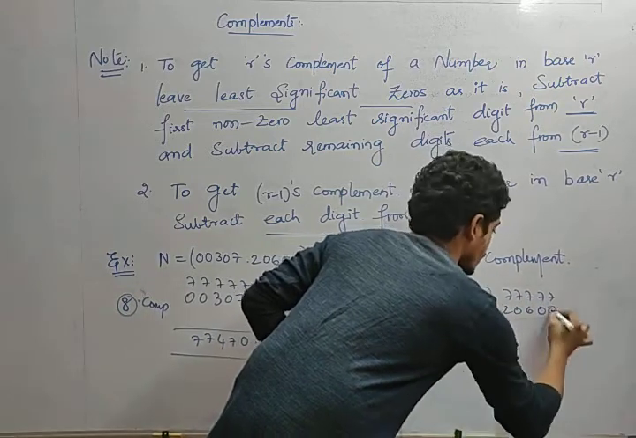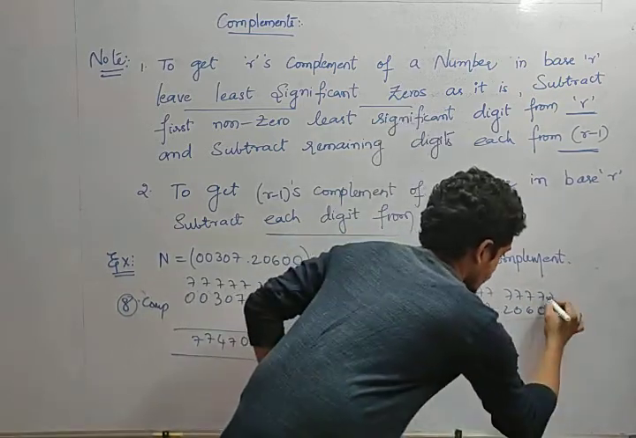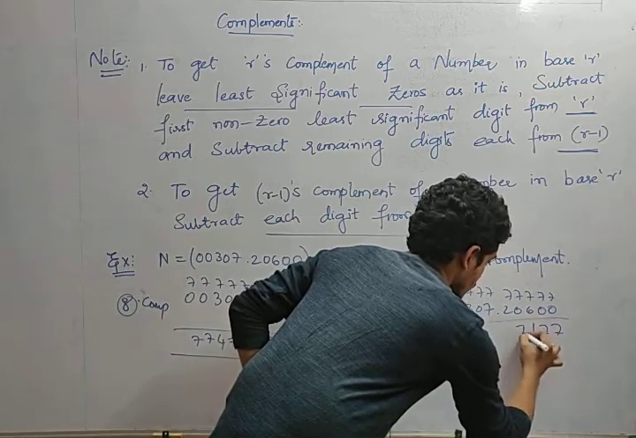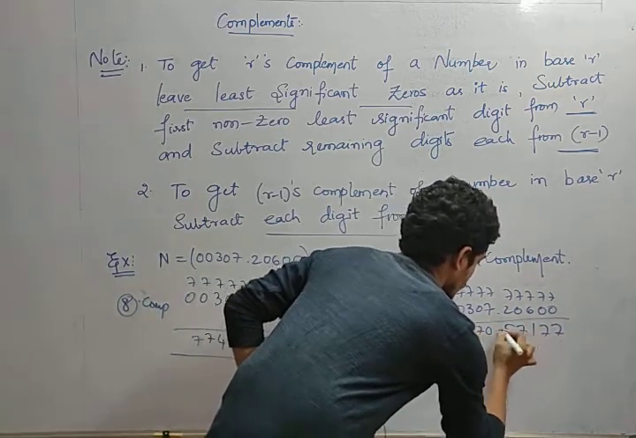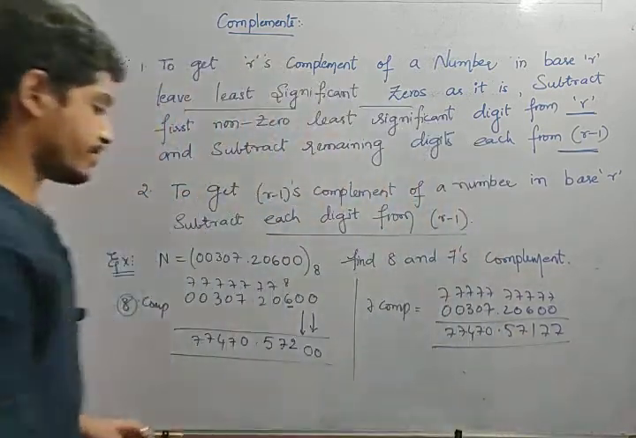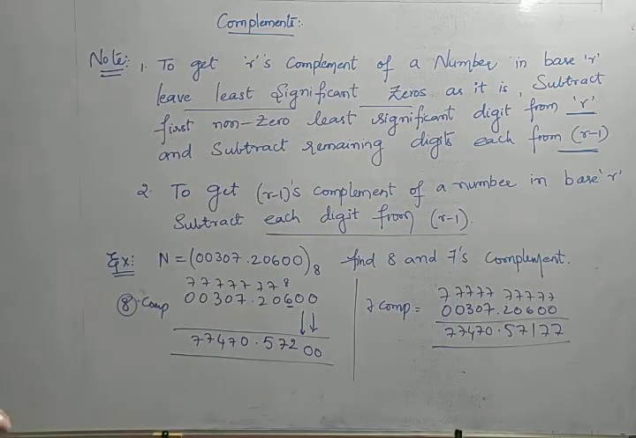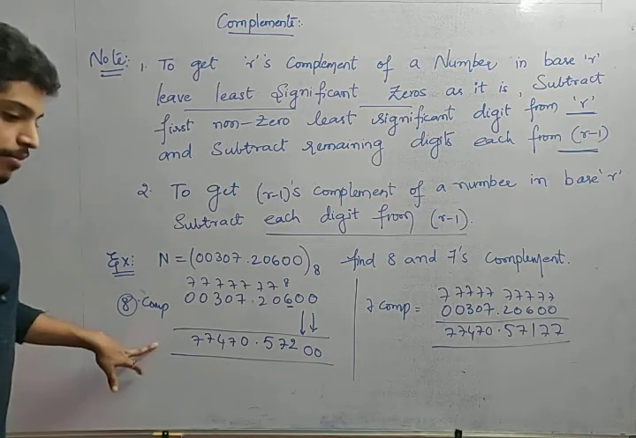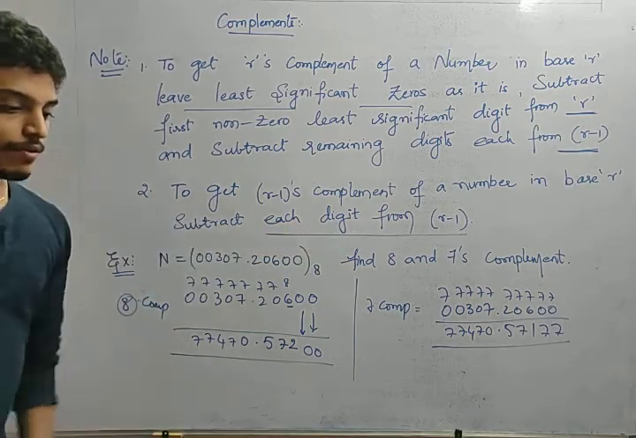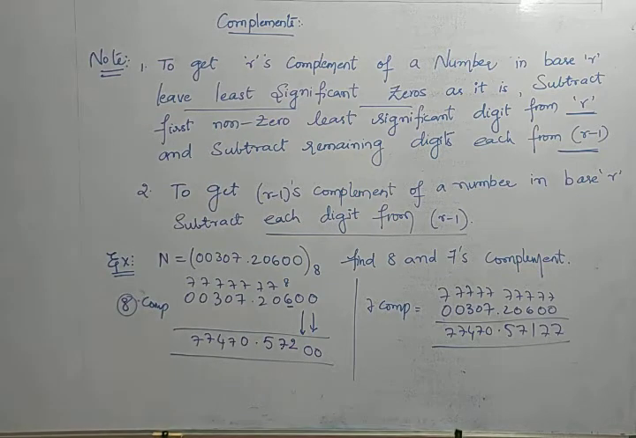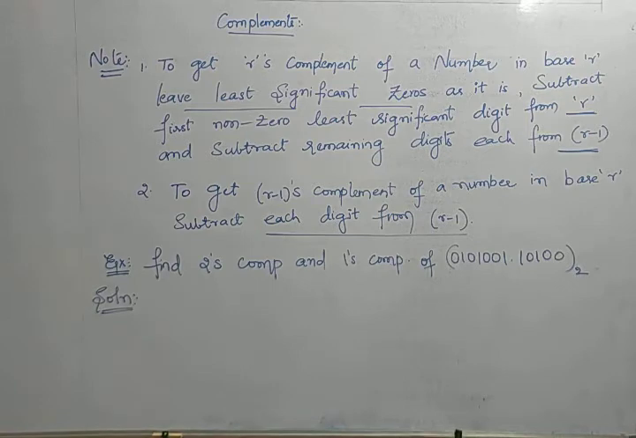So what value do we get? 7 minus 0 is 7, 7 minus 0 is 7, 7 minus 6 is 1, then 7, 5, 0, 7, 4, 7, 7. This is the 7th complement, friends. I hope you understand my point. So the 8th complement is this and the 7th complement is that one. In the same way, we can perform 2's complement and 1's complement also. First, let us see that.